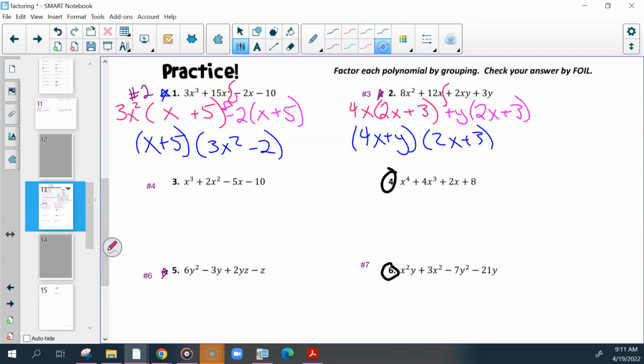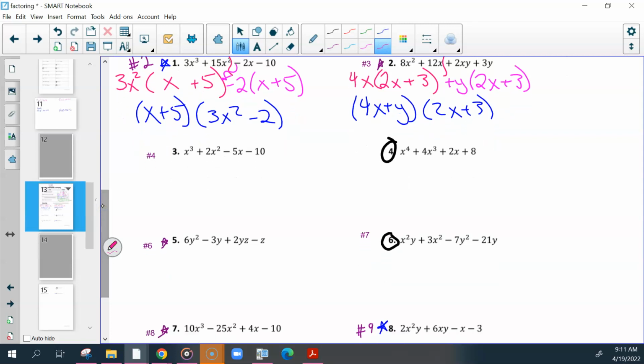We're down to number 4. So why is that here? Split the middle. What do the first 2 have in common? X to the third.